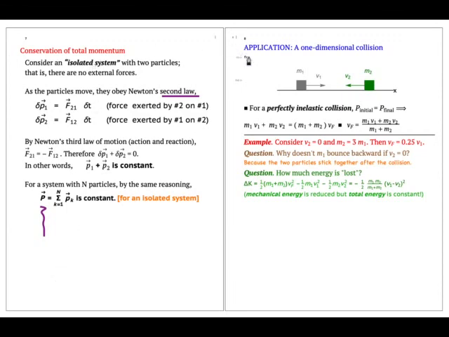And let's work out an example, a simple application, a one-dimensional collision. So we have, moving along some line x, some object with mass m1, some other object with mass m2. And we'll call v1 the velocity of m1, and we'll call v2 the velocity of m2. Now v1 and v2 could be vectors in opposite directions, or they could be vectors in the same direction.